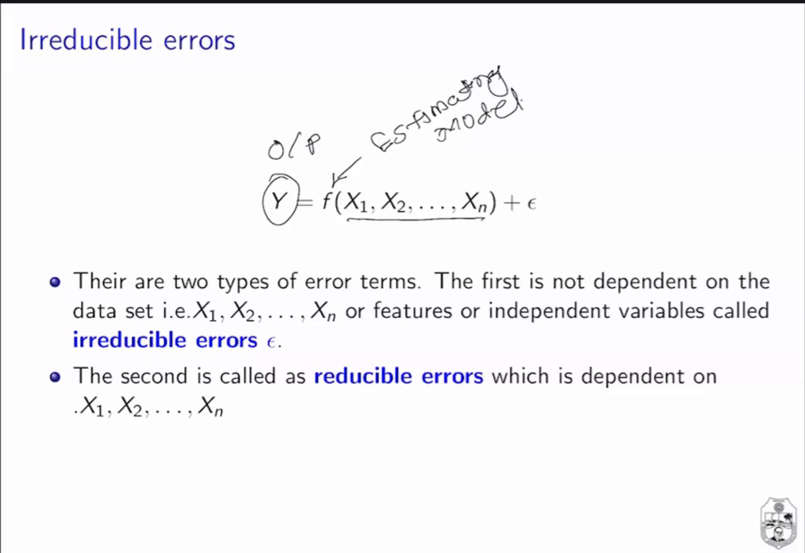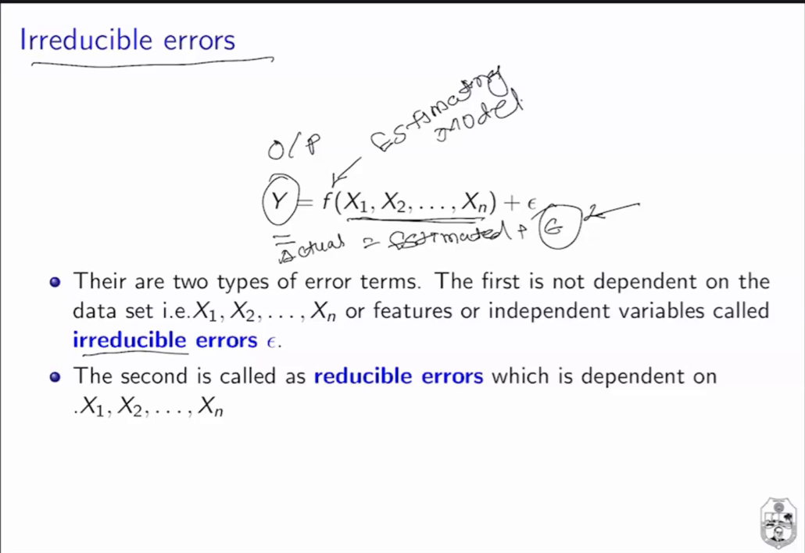And we have seen that the actual value is the sum of the estimated value plus some error, and this error term is called the irreducible error. This irreducible error is not dependent on the given input data set or the independent variables, and that's why it is called the irreducible error. It is not dependent on the given data set.